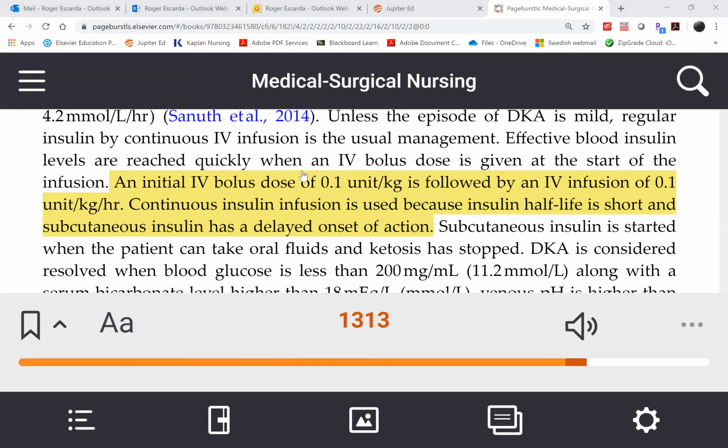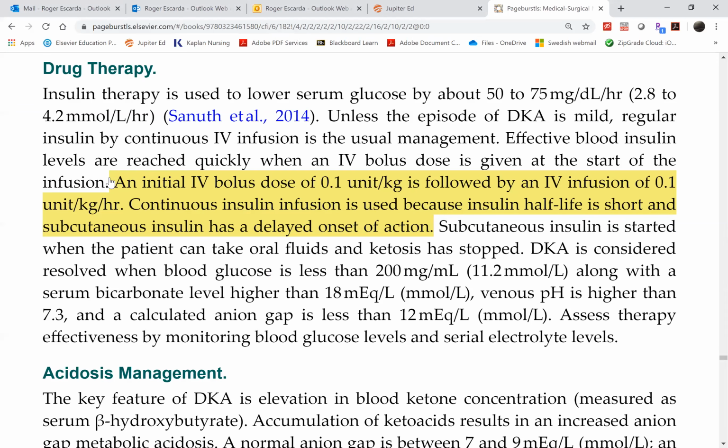Initial therapy. Let's start with this one right here. IV bolus dose of 0.1 unit per kilogram is followed by an IV infusion of 0.1 unit per kilogram per hour. Continuous insulin infusion is used because insulin half-life is short and subcutaneous insulin has a delayed onset of action. All right, that's pretty clear, right?